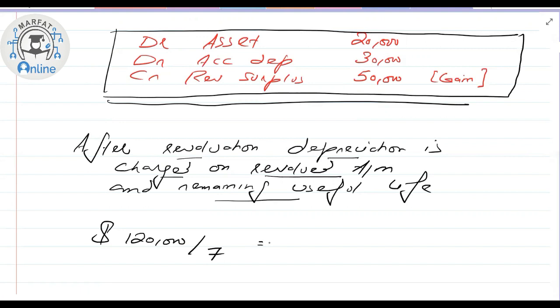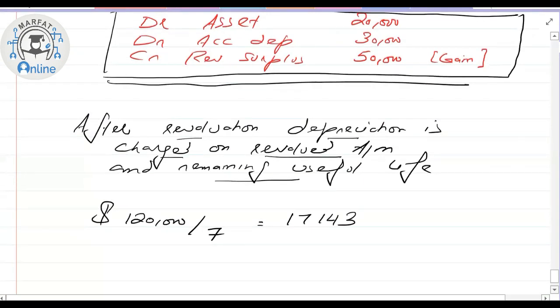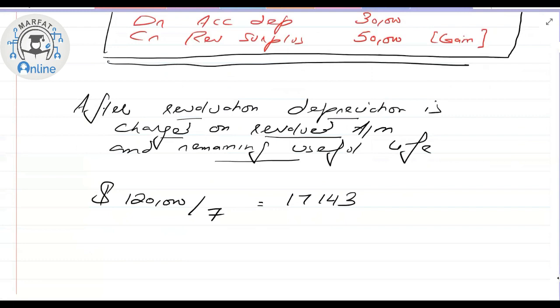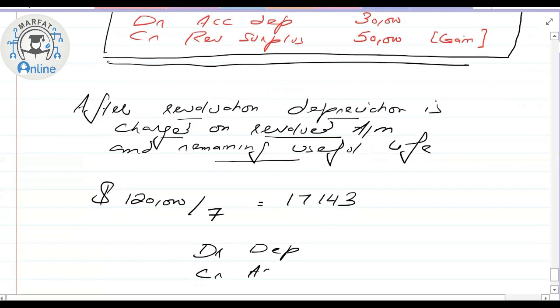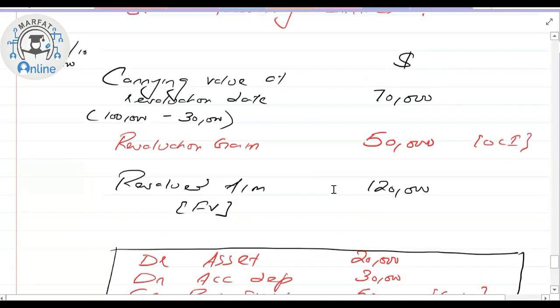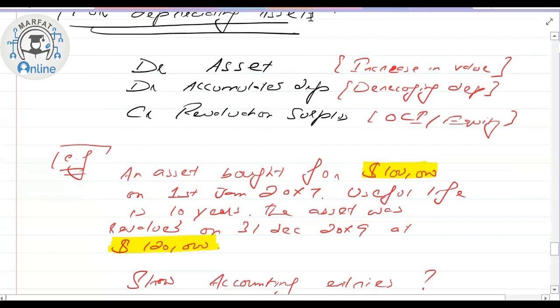So now the depreciation will be 1,20,000 divided by 7, which is 17,143. This is the new depreciation. After revaluation, depreciation is charged on the revalued amount and remaining useful life. So debit depreciation and credit accumulated depreciation 17,143. That is why we are de-recognizing the previous depreciation. So this is how we show the double entries of the revaluation.